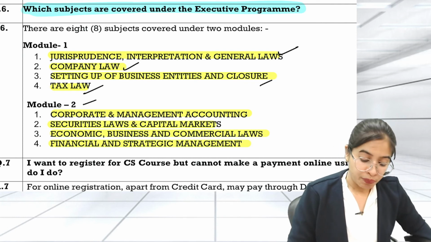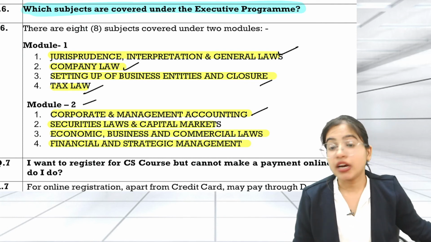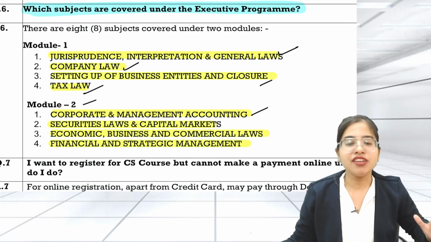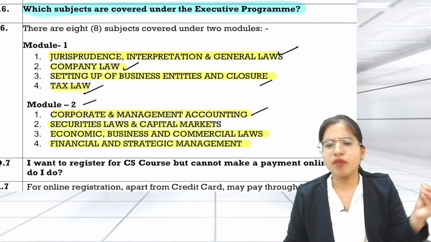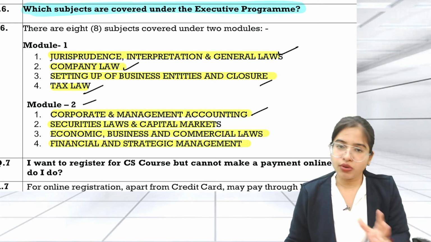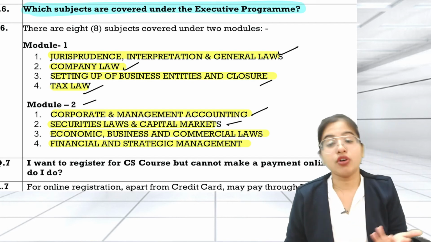And in module 2 there are CMA, cost and management accounting, and here you'll study about basically management accounting, cost accounting, and a part of this you have also studied in your 12th accounts. So here there's accounting and there's cost accounting. After that, securities law, capital market.